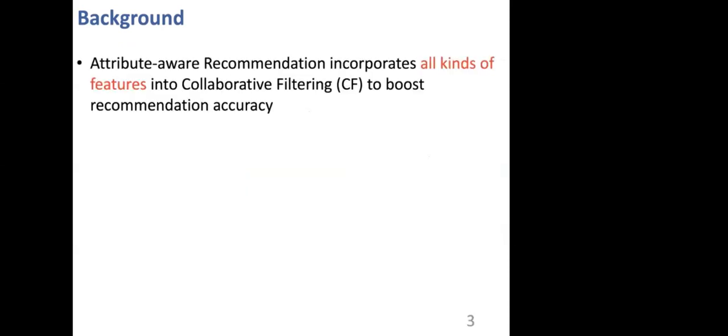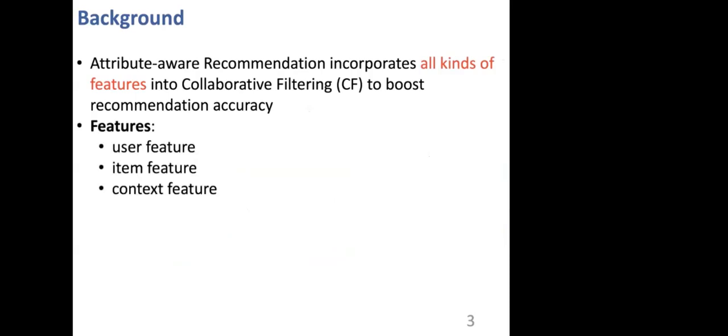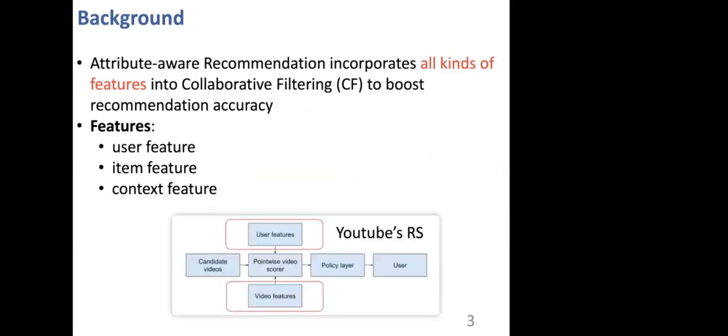In fact, there are a series of algorithms called attribute-aware recommendation systems, which aim at incorporating all kinds of features into collaborative filtering to boost the recommendation accuracy. And the features could be user features, item features, or context features. For example, in YouTube's recommendation system, they incorporate user features and video features into their scoring model to better estimate the watch time of each video.